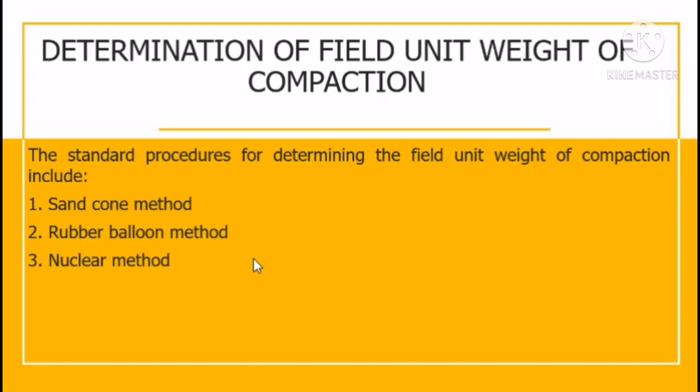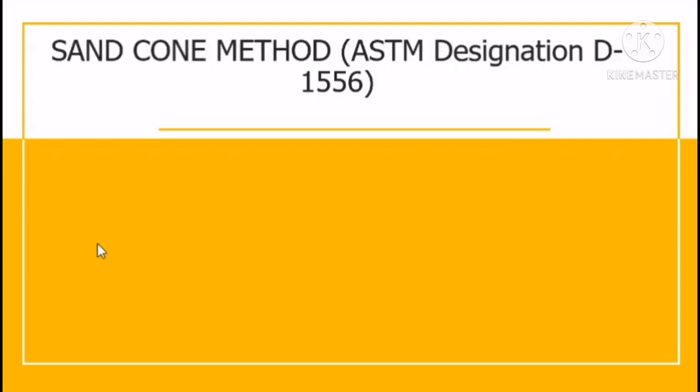So, para makuha natin yung percent compaction ng lupa, we need to know what is the dry unit weight ng lupa natin sa mismong field. So, para malaman natin gaano nakakompact yung ating lupa na pagtatayuan sa field. So, there are three ways again, and these are the three ways to use. So, number one is what we call the sand cone method.